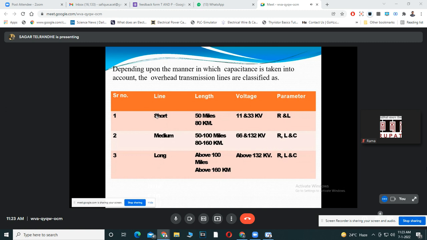But in the earlier case, due to the less length of the transmission line, we needed to calculate only the resistance and inductive parameter of the transmission line. Now, as soon as the transmission line length is increased further from 100 kilometers, from 160 kilometers and above, it comes under the long transmission line.